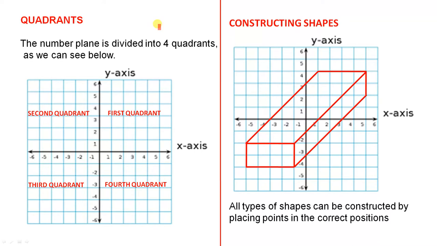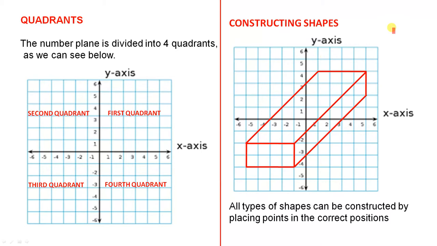Quadrants. The number plane is divided into 4 quadrants, as we can see below. So here is the convention again. First quadrant, second quadrant, third quadrant, fourth quadrant. In other words, basically it's 4 separate areas.